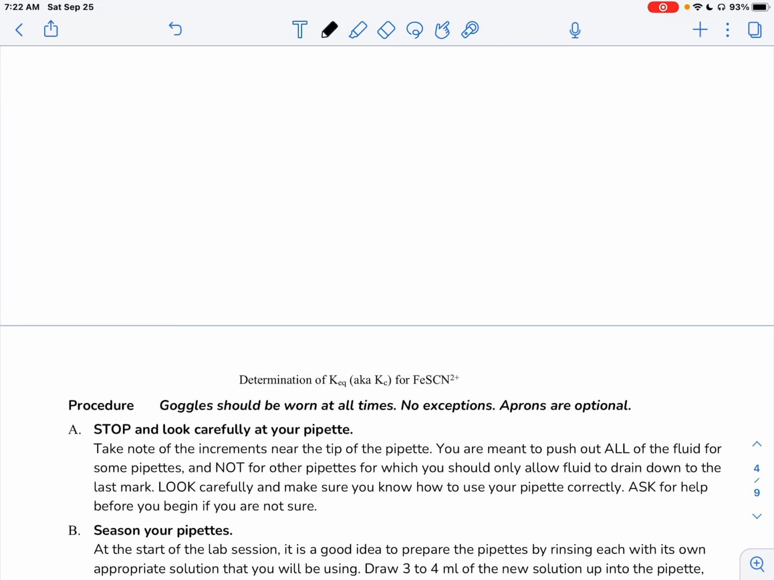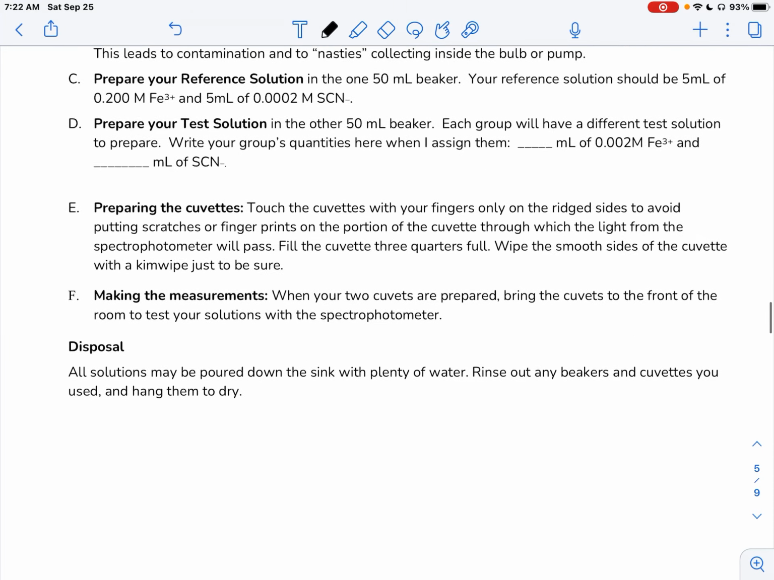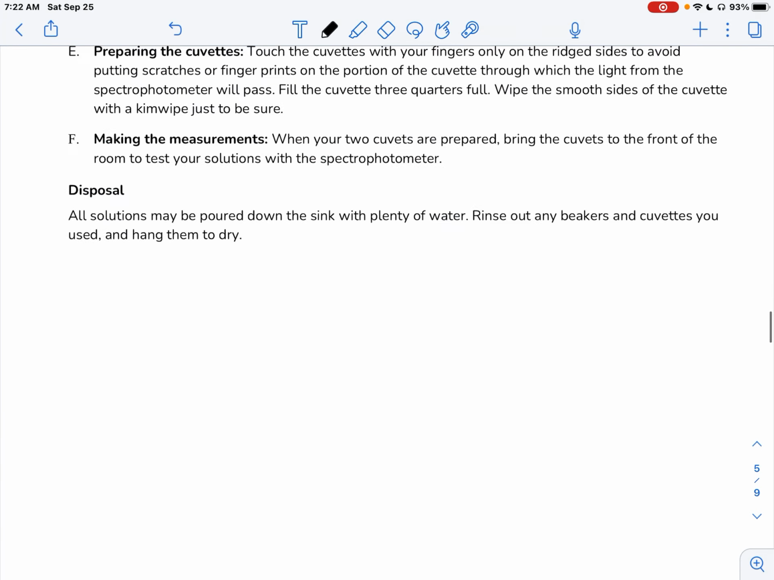And then that's it. You can read through the procedure and get ready for our lab, but we will go through all the rest of this together.